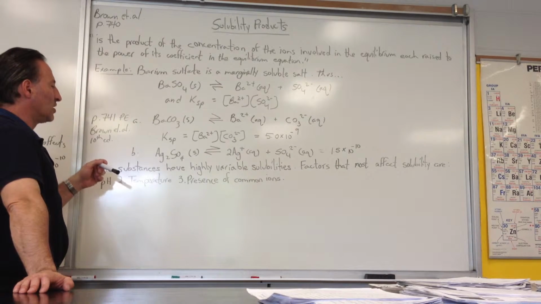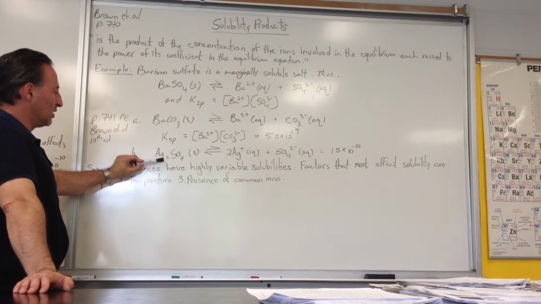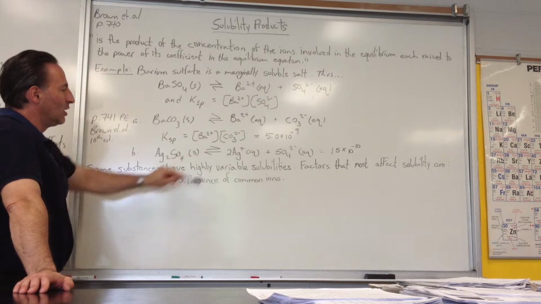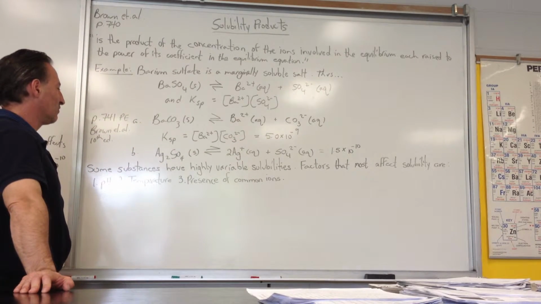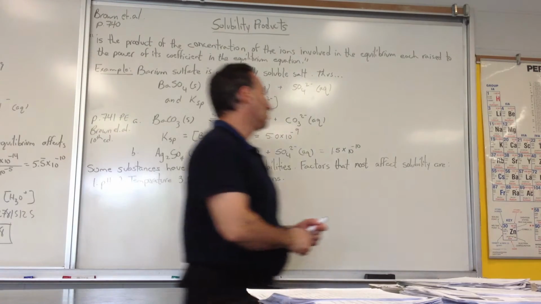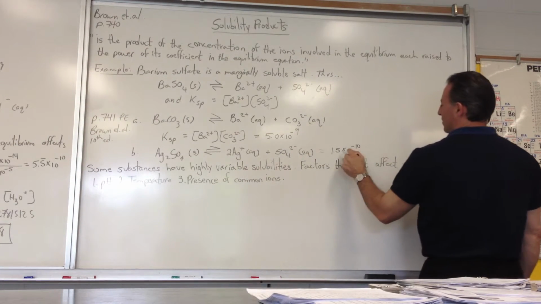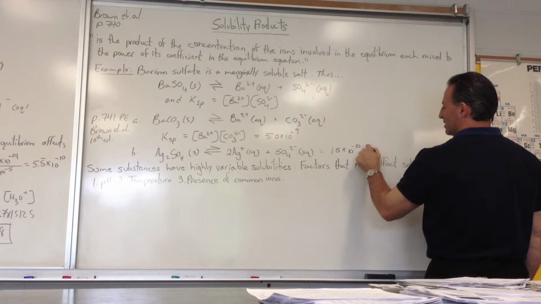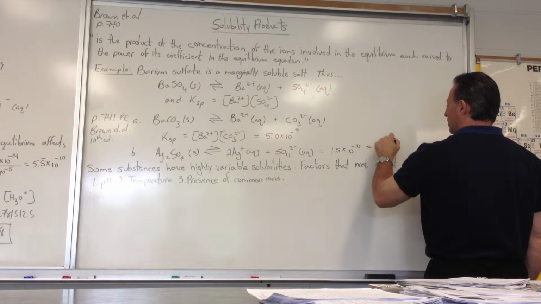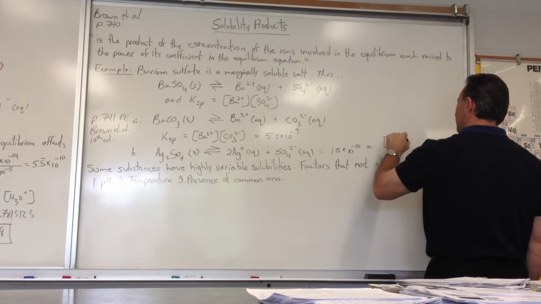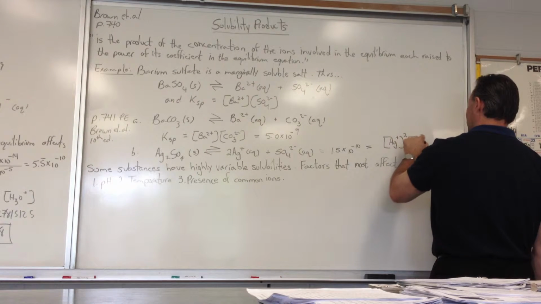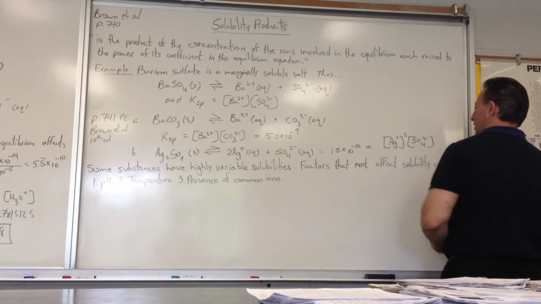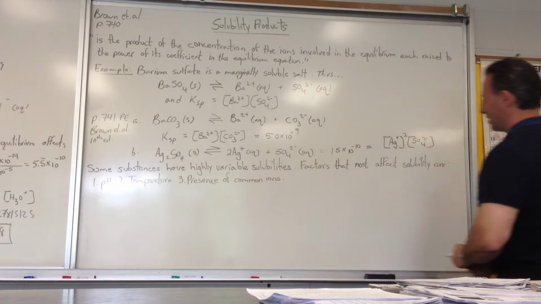With silver sulfate, because silver is a +1 cation and sulfate is -2, you're going to get 2 silver ions and 1 sulfate. So when you write the KSP equation for silver sulfate, you're going to represent it as this: the silver concentration to the power of 2 times the concentration of sulfate. And that number has to equal 1.5 times 10 to the minus 10.